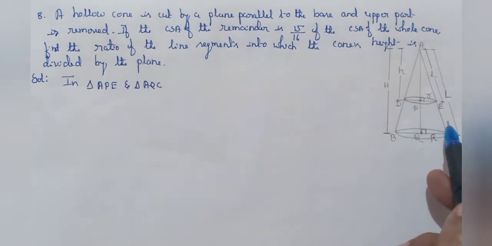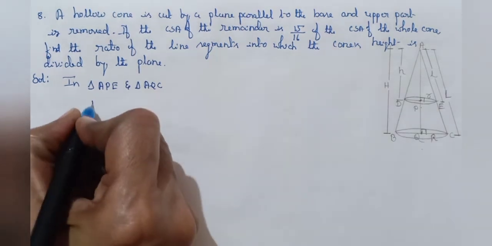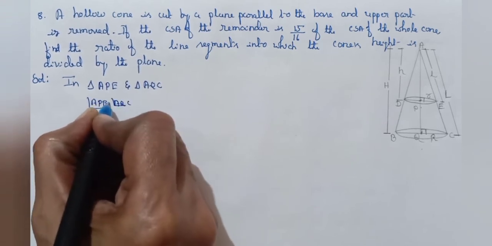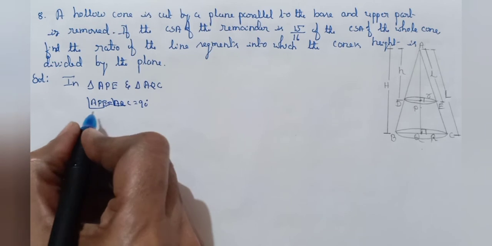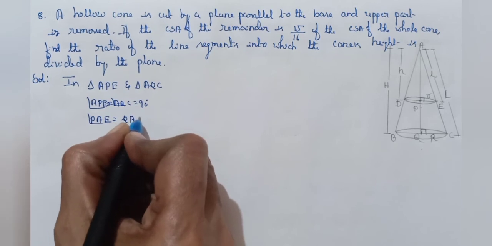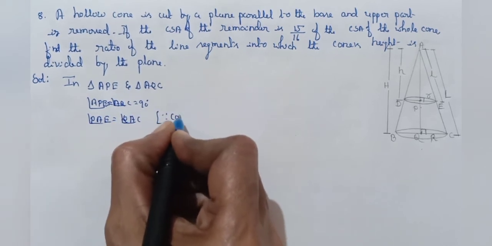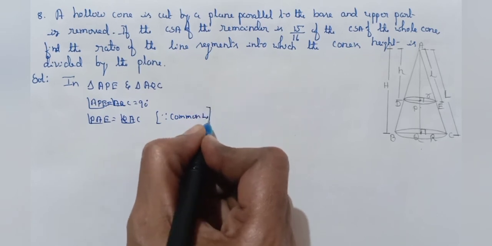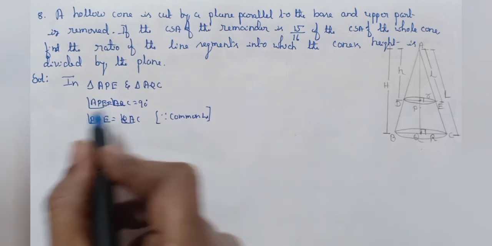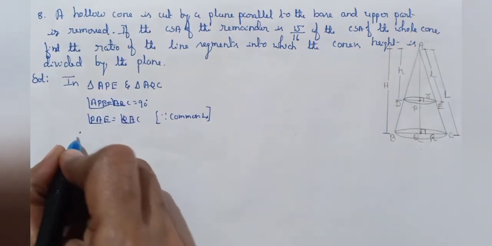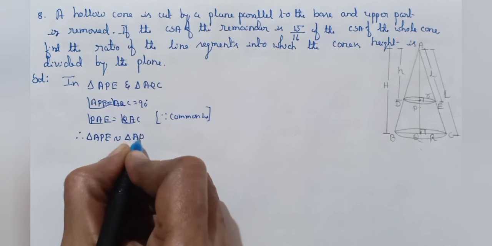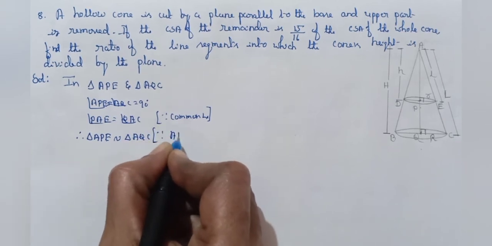Here angle APE is equal to angle AQC, equal to 90 degrees, and angle PAE is equal to angle QAC, common angles. So if two corresponding angles of two triangles are equal, then the two triangles are said to be similar. Therefore, triangle APE is similar to triangle AQC by the AA rule of similarity.